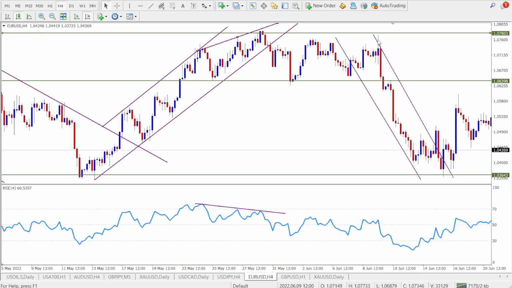Look for rejection candles like pin bars or engulfing patterns, basically any reversal candlestick pattern that you can find around those key levels. Then you enter with confirmation from volume or momentum indicators.